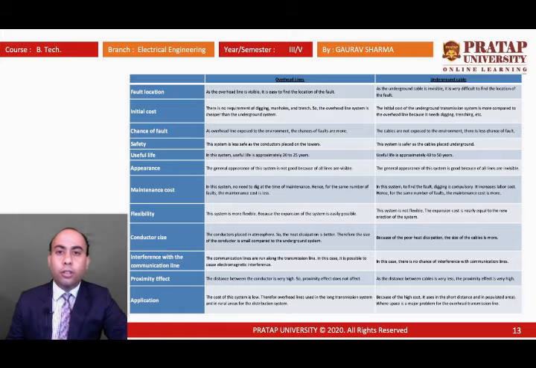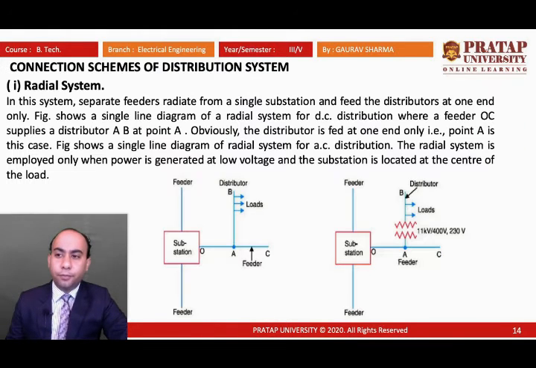So when we talk about a populated area or a city market area, where there is too much gathering, too much rush, we are using underground cable for the shorter distance. Otherwise, we go for the overhead lines.